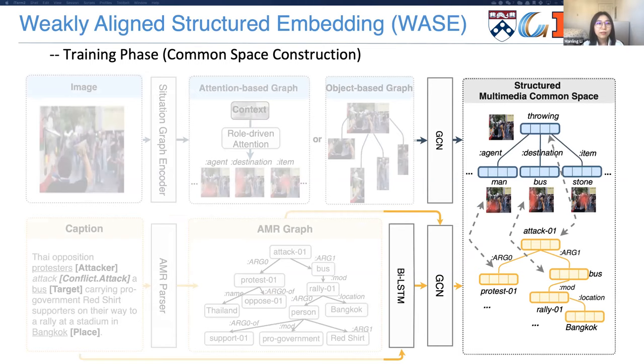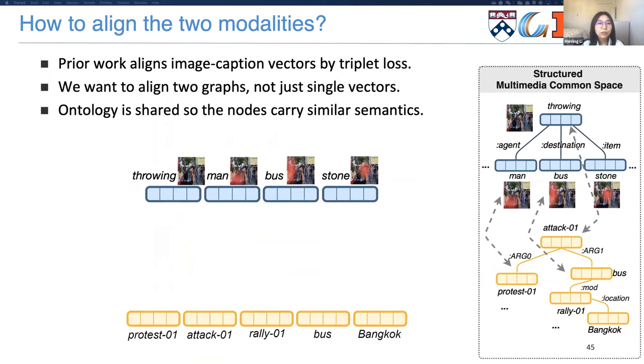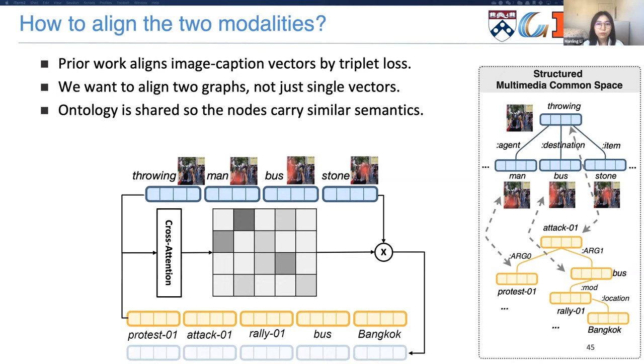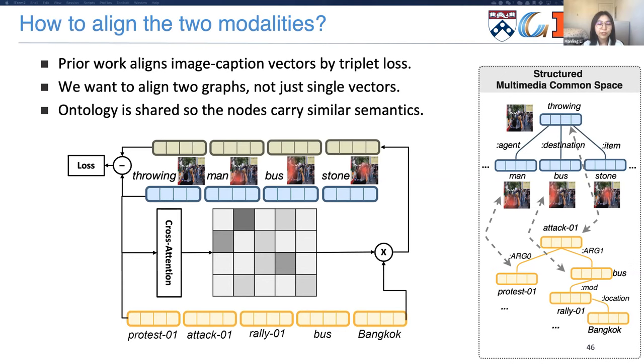And to answer the second question about how to construct the multimedia common space, we apply graph convolution networks to project nodes in the graphs into our common space. To train such graph convolution networks, we use image caption pairs as supervision data. Traditional cross-media alignment uses triplet loss to minimize the distance between the image vector and caption vector, which cannot capture the structured information. To solve this problem, we learn a cross attention matrix between the image graph nodes and the text graph nodes. To optimize this cross attention matrix, we reconstruct the text vector using image nodes and minimize the distance between original and reconstructed text vectors. Similarly, we can optimize the cross attention in the reverse direction by reconstructing the visual vectors using text nodes.